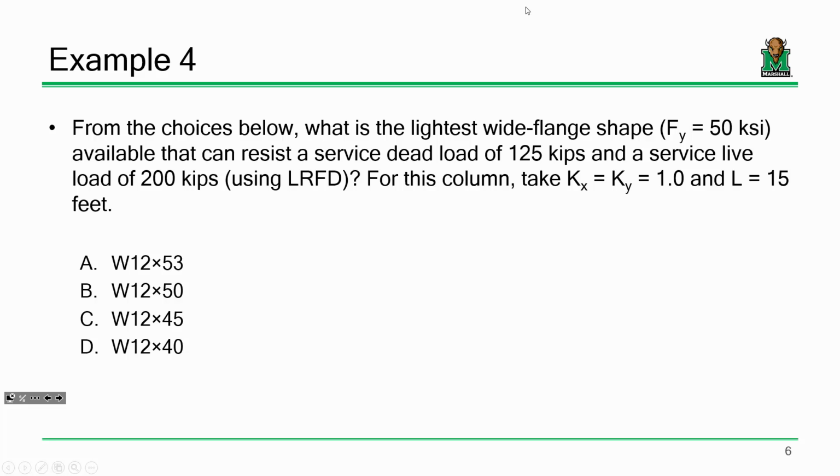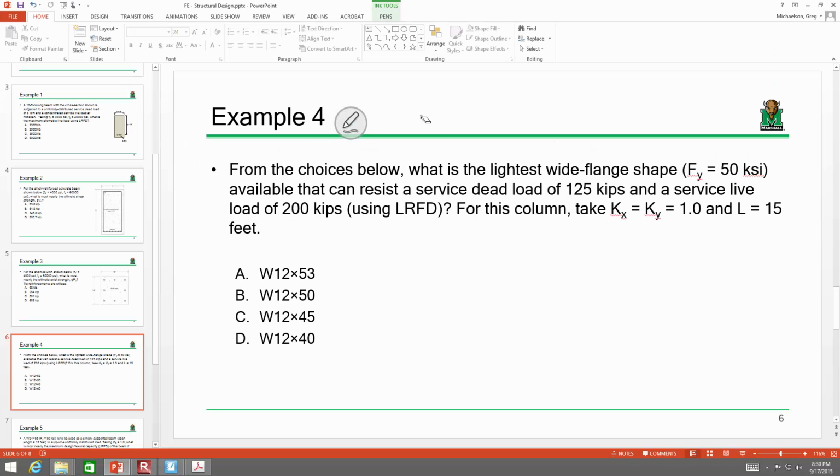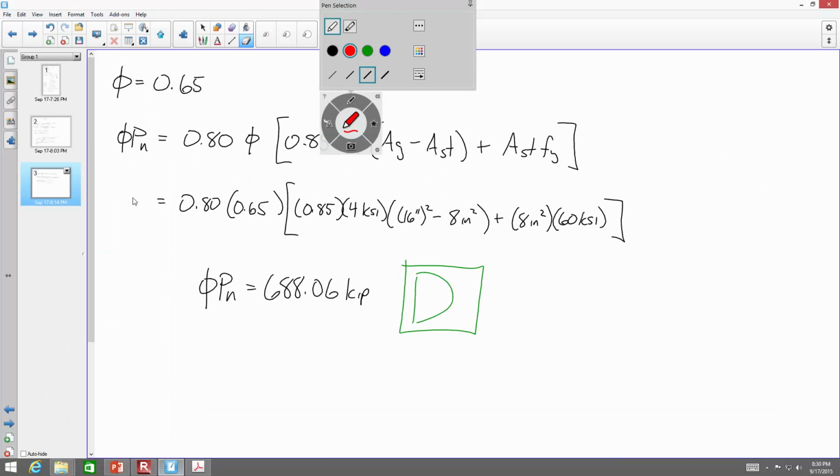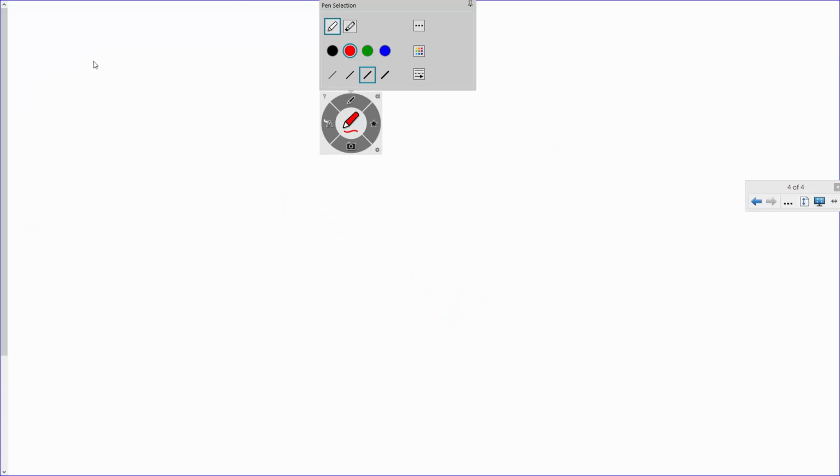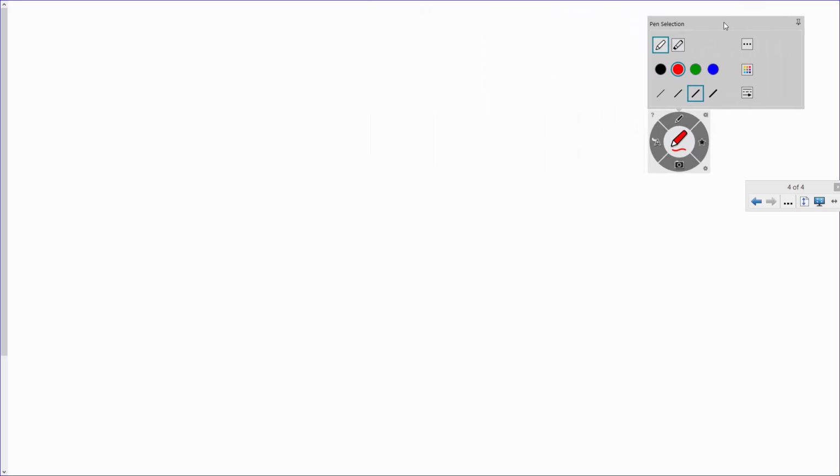So let's go through this step by step. All right, let me pull my little notebook here and get a new page, full screen it. I think I can actually write on the PDF in the manual, so I'm going to use that guide. Hopefully that works. So, what do we got? We've got a dead load of 125 kips and a live load of 200 kips.